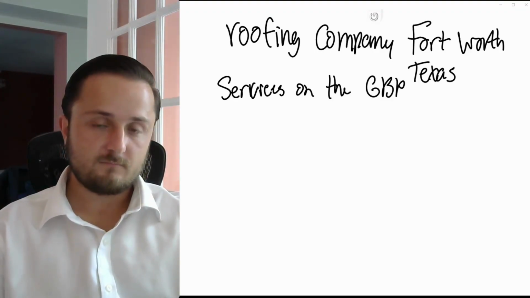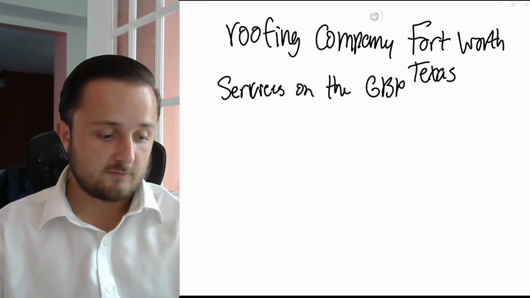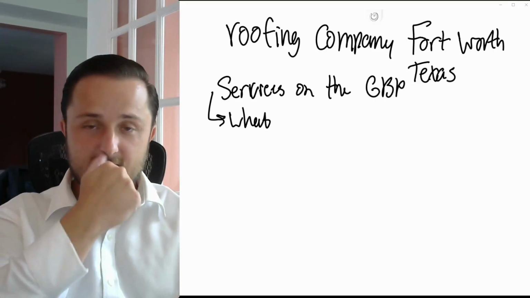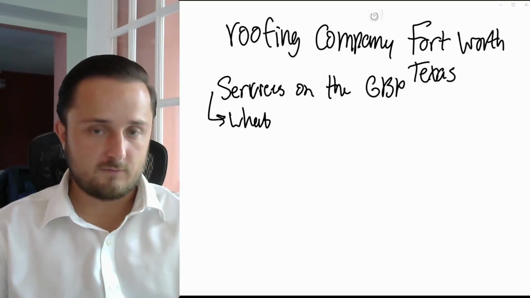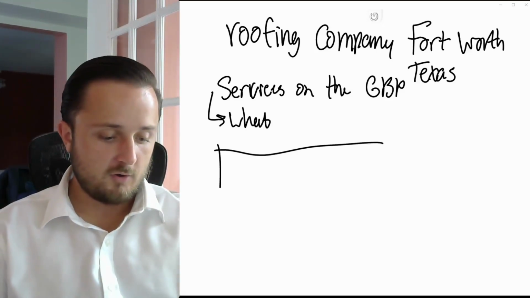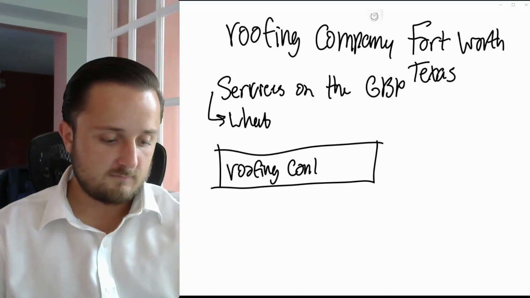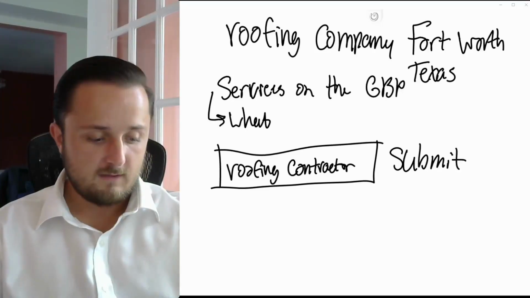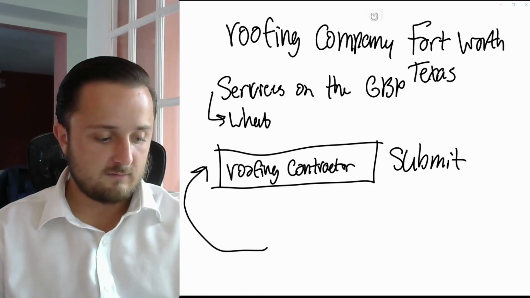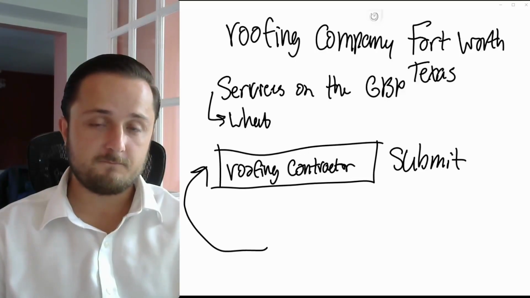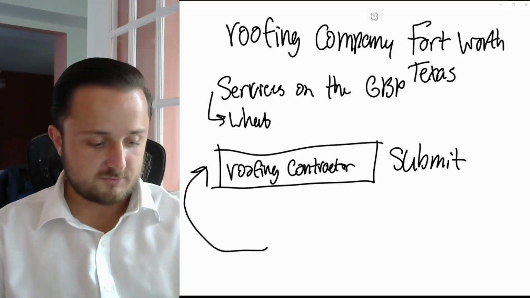So after you've listed the services, and what services you should list we'll talk about in a second, after each time we put in a service, you'll go into the little box and type in roofing contractor. Then you'll hit submit. We're going to go back into the Google Business Profile for each of these services that we've listed, and we're going to add a description.